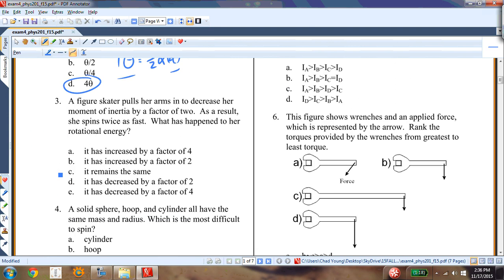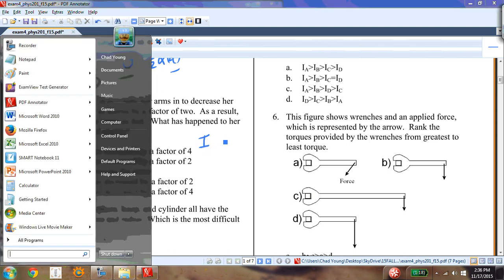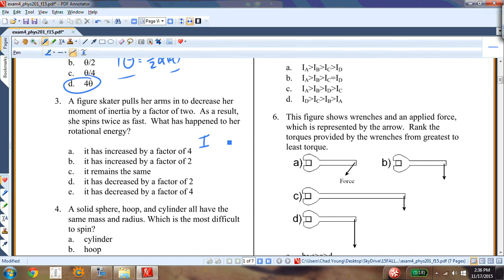Figure skater pulls in her arms to decrease her moment of inertia by a factor of 2. As a result, she spins twice as fast. That's because I and omega have to be constant. So if she decreases this by a factor of 2, I have to increase this by a factor of 2. So if that's happened, what has happened to our rotational energy? Where energy is 1/2 I omega squared. I'm decreasing this by a factor of 2, I'm increasing this by a factor of 2, so I get a 4 over here and a half here, so I'm doubling her energy. So her energy is increased by a factor of 2.